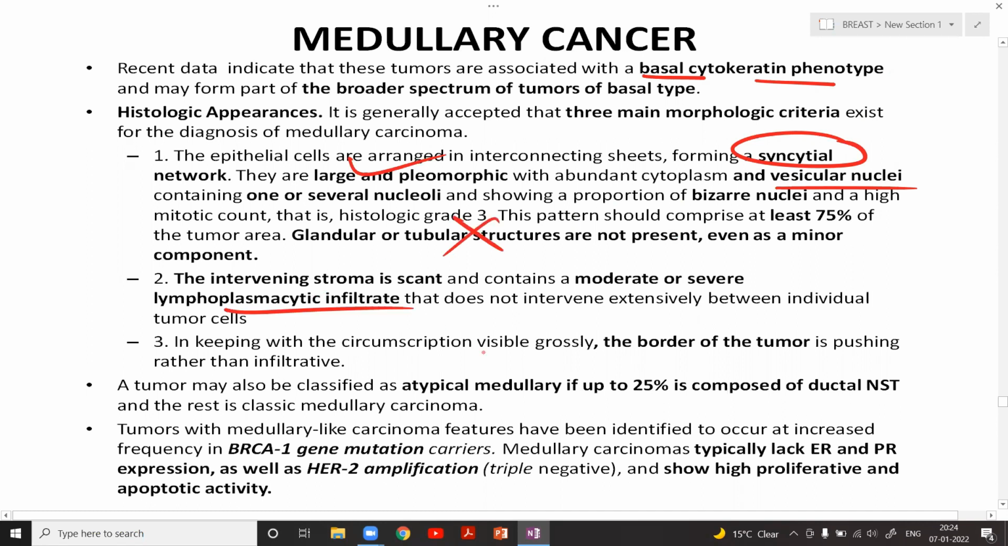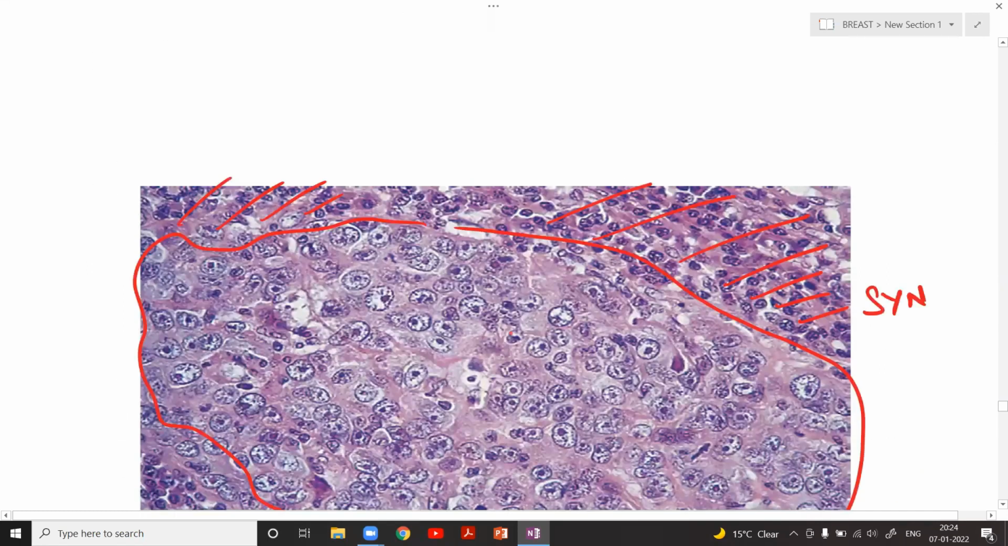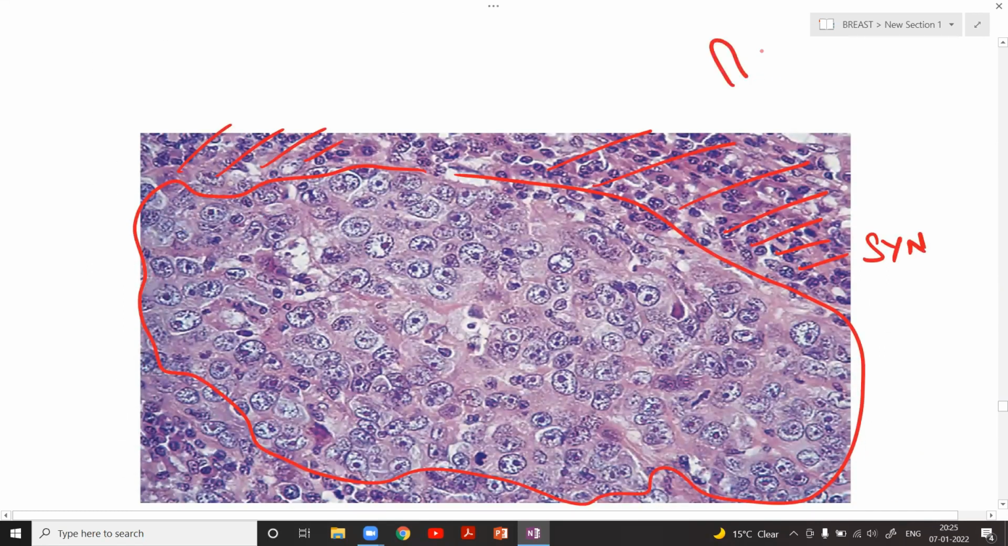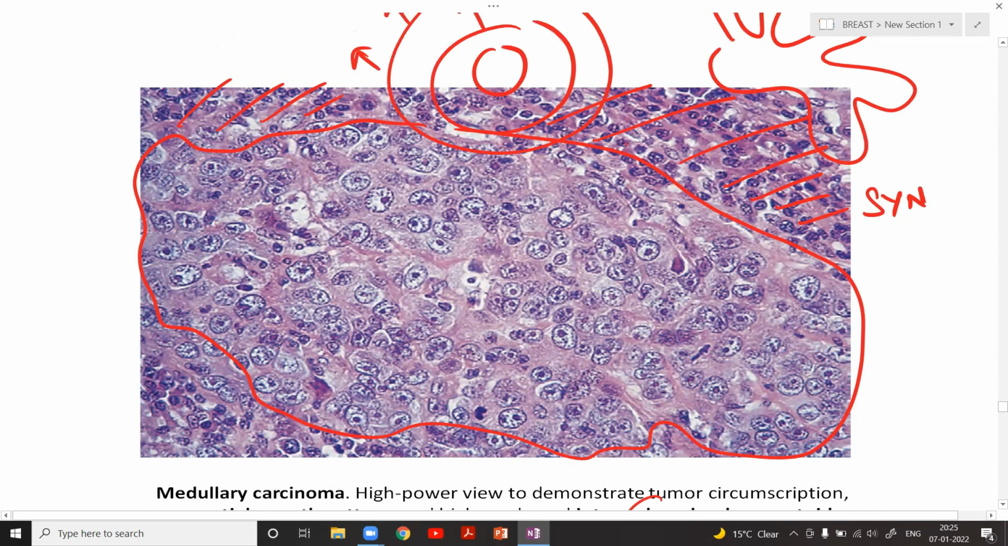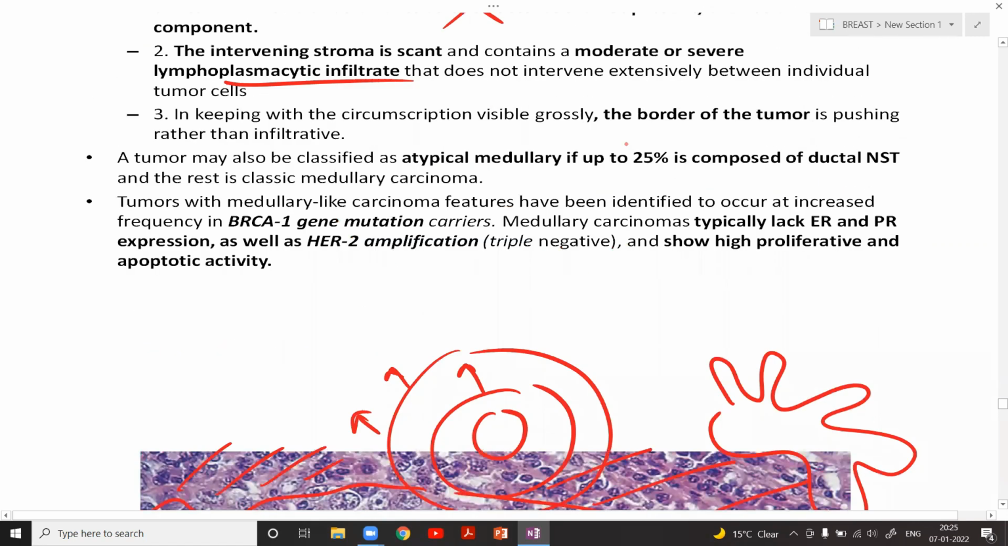There is a lymphoplasmacytic infiltrate over here, as we see, and these tumors grow in a particular way. They don't infiltrate like this. Rather, they start to push like this. They have a pushing border, not an infiltrating border like other tumors.